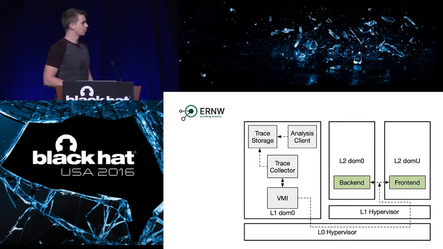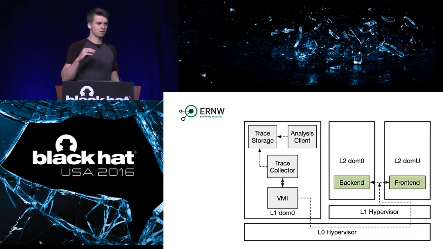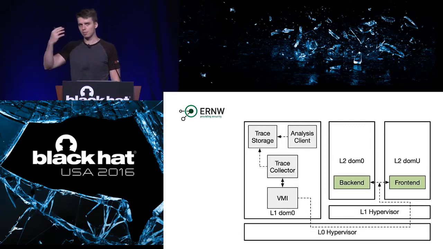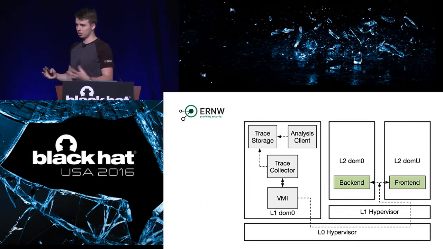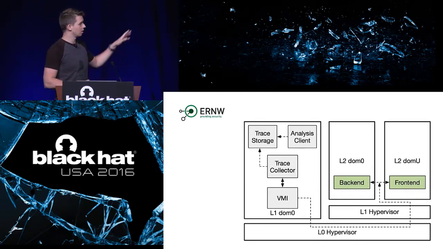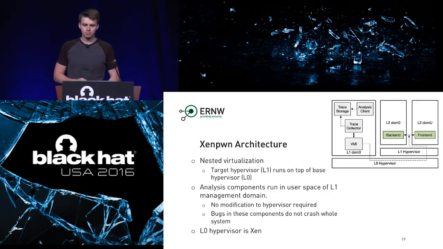Basically the core idea is you have nested virtualization. So you have a level 0 hypervisor, and on top of this you have another hypervisor, the level 1 hypervisor. The virtual machines running under this level 1 hypervisor are actually the target, so we look at their communication, and all my tooling runs as the management domain in level 1. The advantage of this architecture is that you don't require any modification to the hypervisor, so I can just use the off-the-shelf Xen hypervisor, and if I write stupid code, so if I write bugs, you don't crash the whole system.